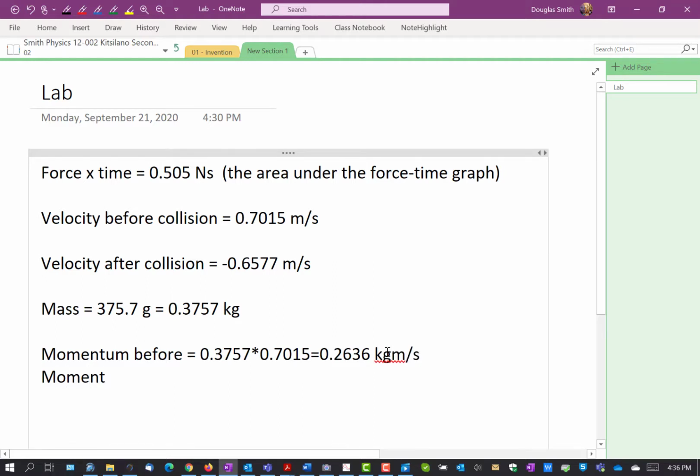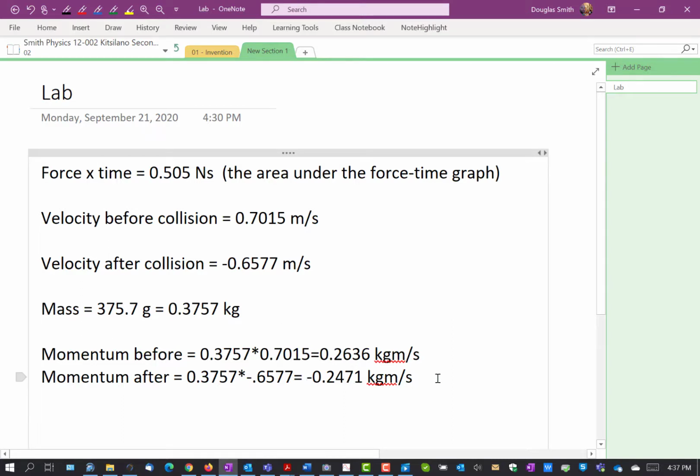And momentum after equals 0.3757 times negative 0.6577. So that's kilograms meters per second. So that's kind of interesting. Actually, when I look at these two numbers, they're pretty close. They're not quite the same. I wonder what happens when you find the difference.